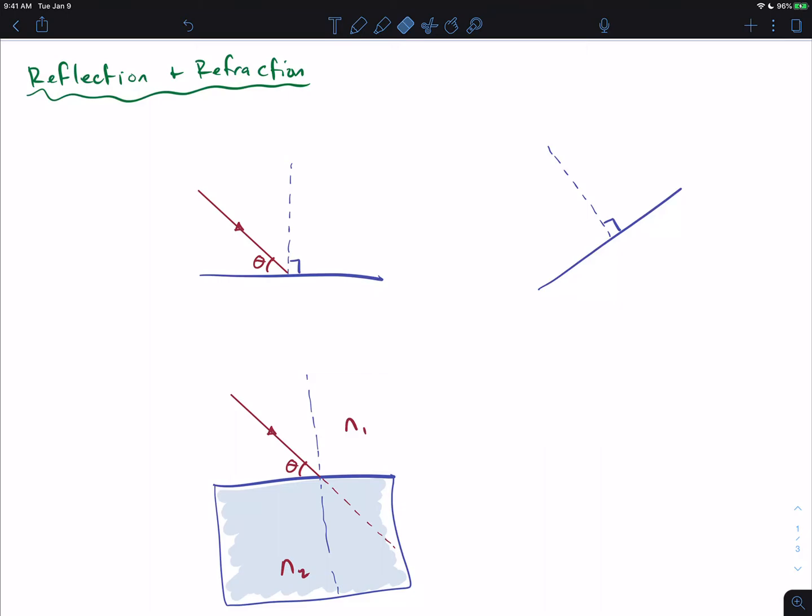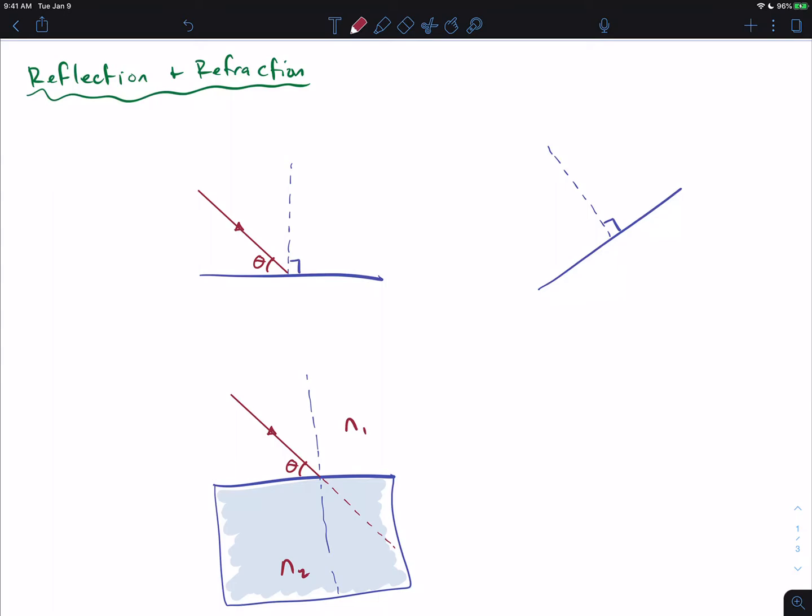Alright everybody, what we're going to be looking at in today's video is reflection and refraction. So the first topic, reflection, is a really good starting point for us to look at how light interacts with surfaces and other materials, because everybody's got a very good intuition of how reflection works.